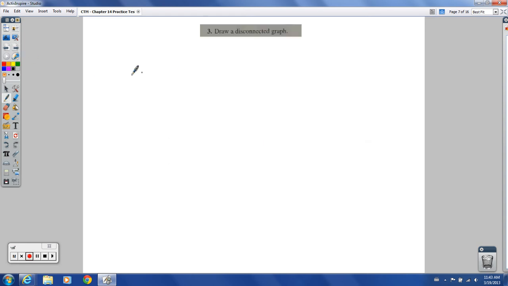Okay, now number 3, lots of different ways you could draw a disconnected graph. I could just do something like this. I'm going to make it real simple. So these two are connected, and these two are connected. But this is all one graph. I'm saying that's disconnected because there's no way to get from these two vertices to either of these two vertices.